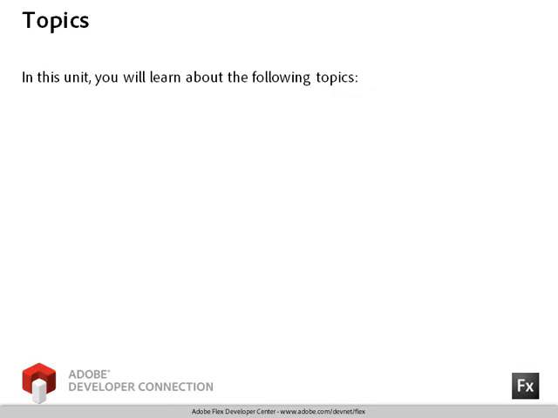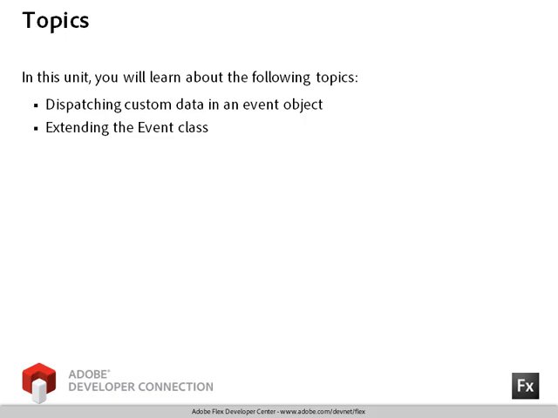In the last video, you learned how to create a custom event type in a custom MXML component and dispatch it on a button click. You then handled it in the main application to make a second component visible. In this video, you will learn how to pass data with the dispatched event by extending the flash.events.Event class.